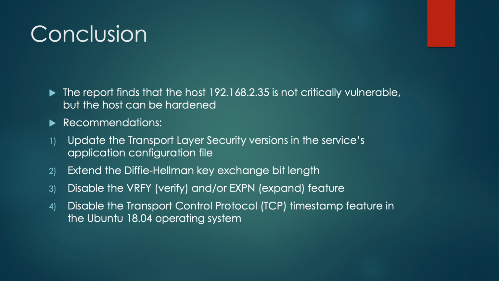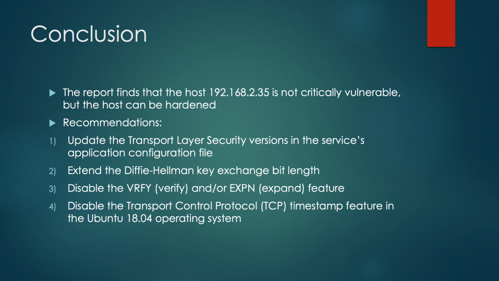So the first recommendation is to update the transport layer security versions in the services' application configuration file. What I mean by this is that, for instance, IMAPS and POP3S are both running on the same application, Dovecot. So if you navigate to the Dovecot configuration file, you can update the transport layer security versions. To dive deeper into this, you can refer to my written report under the recommendations and fixes under IMAPS and POP3S.